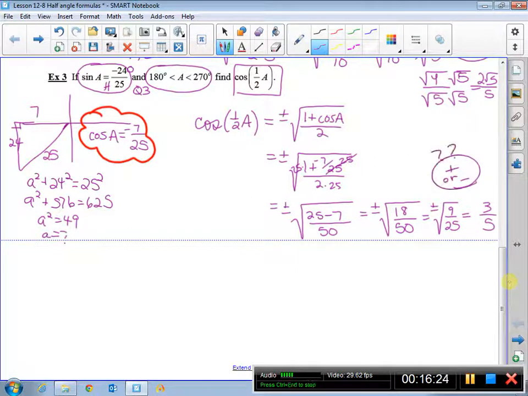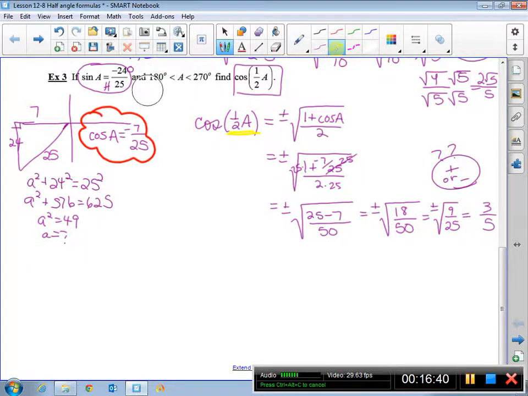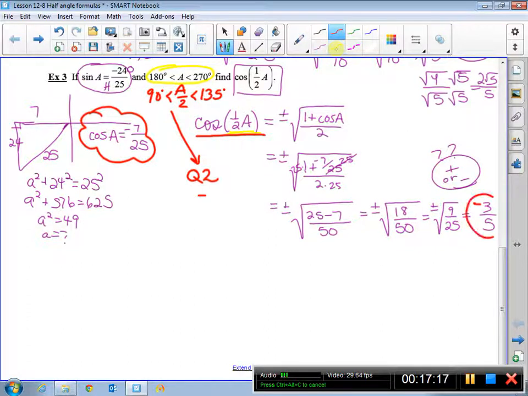Positive or negative. So, where do we go for a positive or negative? We need to know what quadrant the half angle is in. So starting with the full angle, divide everything by 2. 180 divided by 2. The angle divided by 2. And 270 divided by 2. So 90 to 135 is which quadrant? 90 to 135 is quadrant 2. We're doing the cosine in quadrant 2, which is negative. So the choice here between positive and negative is determined to be negative. Negative 3/5.